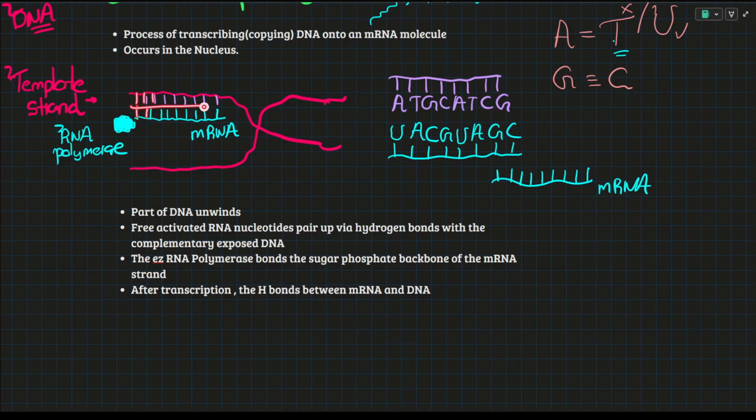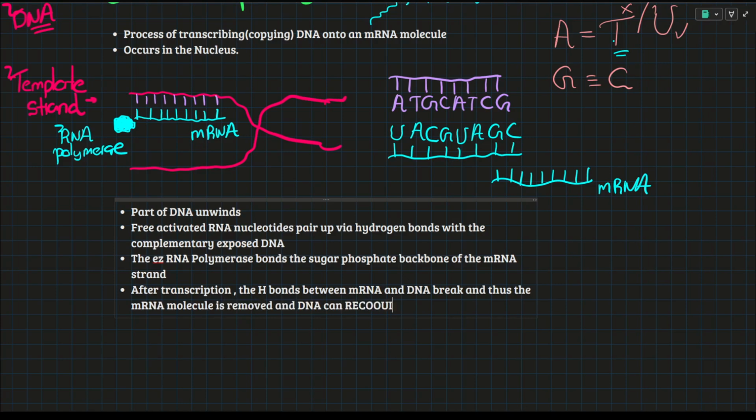These things are just bound by hydrogen bonds. Now, for me to actually remove this mRNA transcript and take it to a separate place, I have to break those H bonds between the molecules. The mRNA and DNA break apart, and thus the mRNA molecule is removed and DNA can recoil. After that's gone, DNA will go back to its recoiled form. Then now I have a nice separate mRNA molecule.